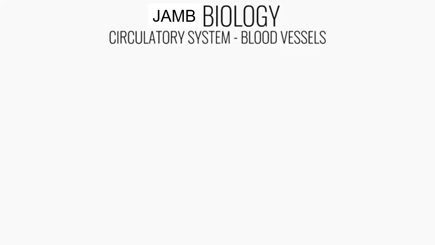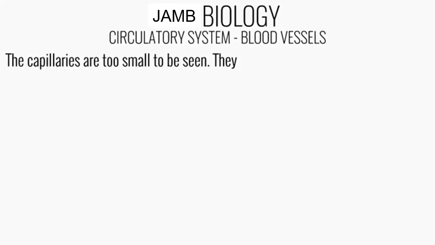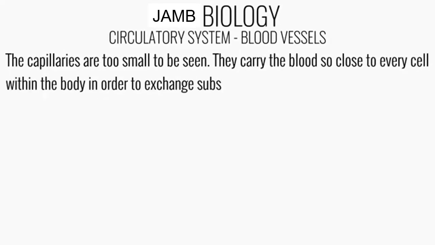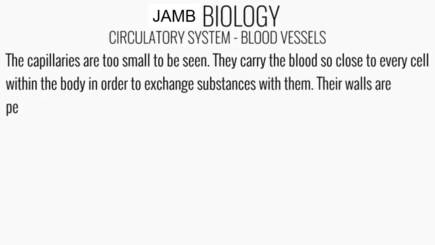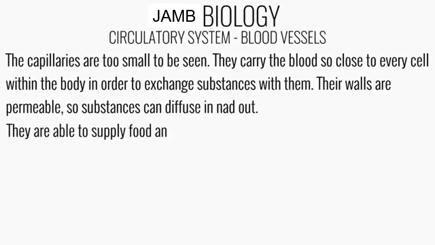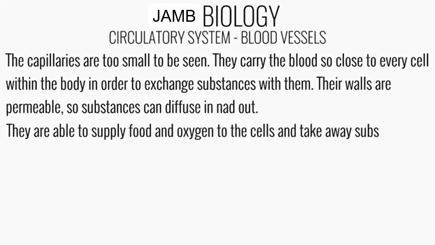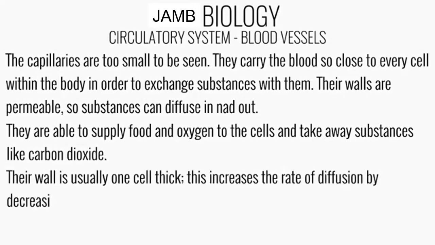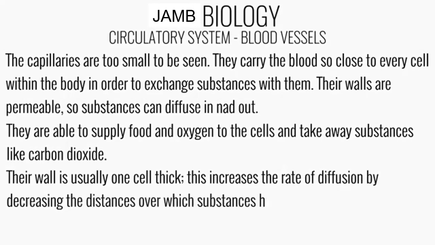Although the arteries branch off to capillaries, the capillaries are really too small to be seen. They carry the blood so close to every cell within the body to exchange substances with them. Their walls are permeable, so substances can diffuse in and out. So they are able to supply food and oxygen to the cells and take away substances like carbon dioxide. Their wall is usually 1 cell thick. So this increases the rate of diffusion by decreasing the distance over which it occurs.